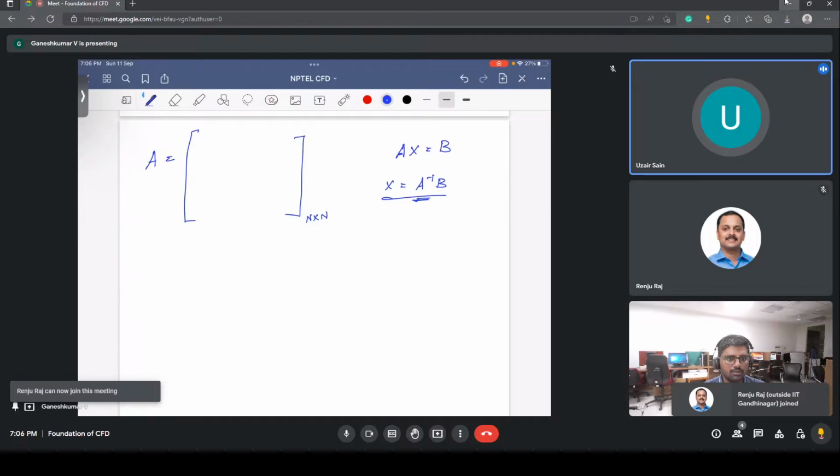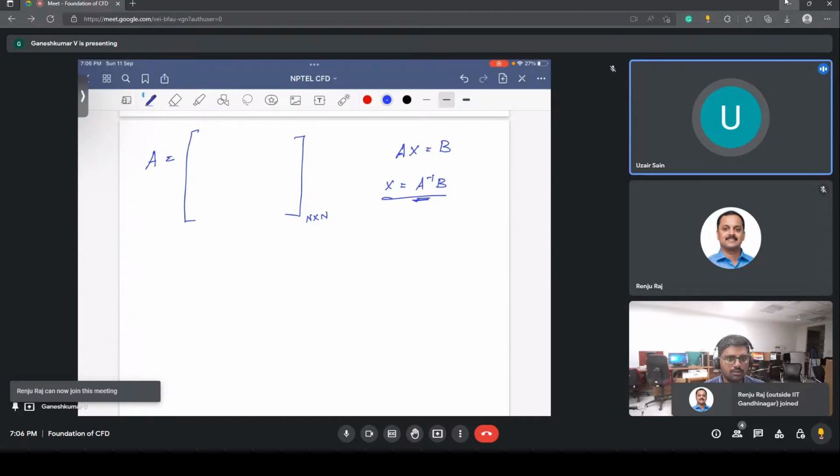There are various methods, and one of them is the LU method. You change this A into L times U, where L is a lower triangular matrix and U is an upper triangular matrix. A is of order n cross n, that's what they have given, and they ask you to find the order of L and U. So you should find it.